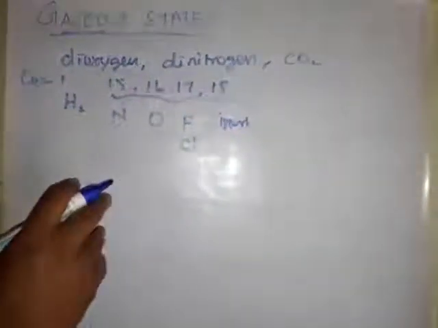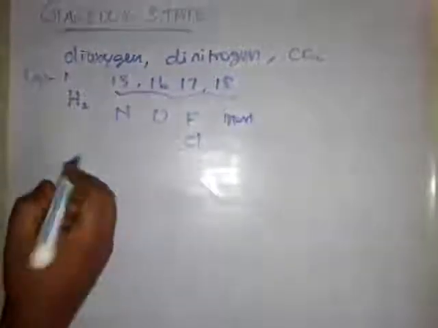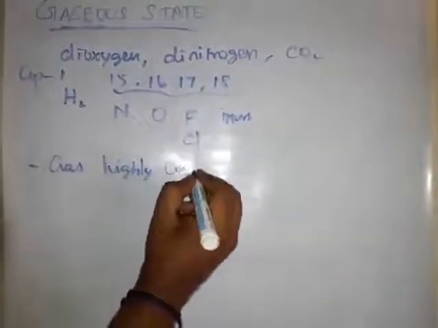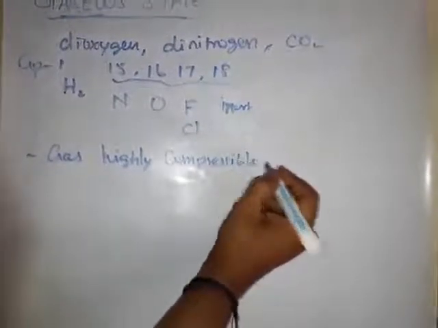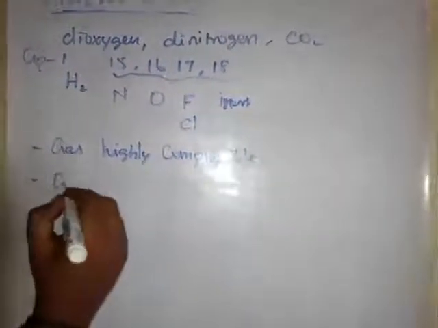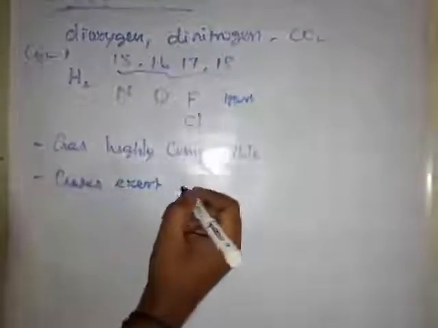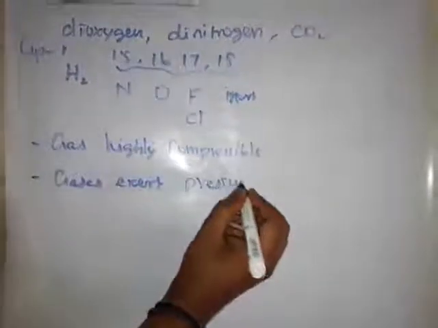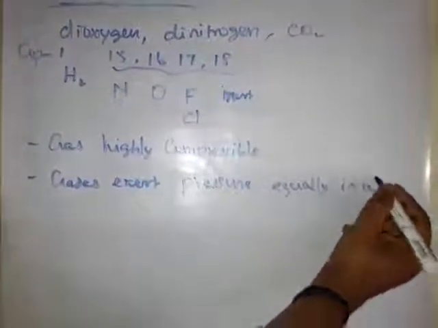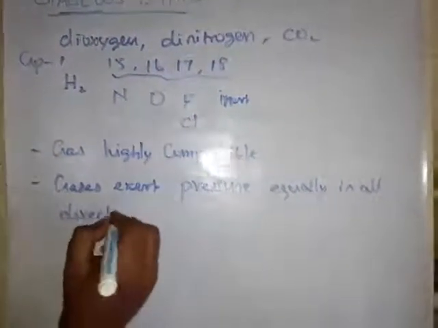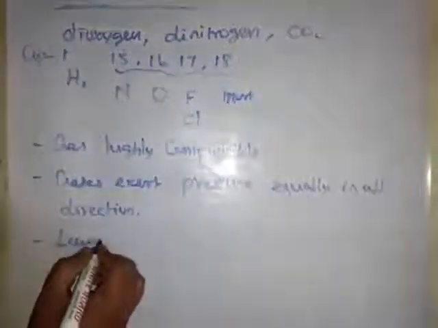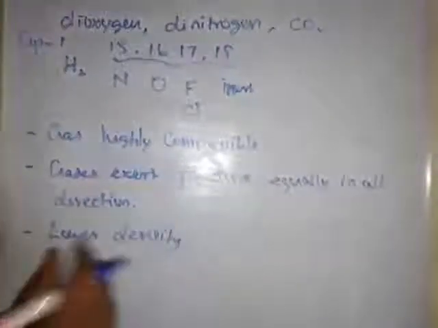See here, the gaseous state is characterized by certain physical properties. That means gas molecules are highly compressible. Gases exert pressure equally in all directions. Gases have much lower density than solids; gas means lower density compared to solids and liquids.